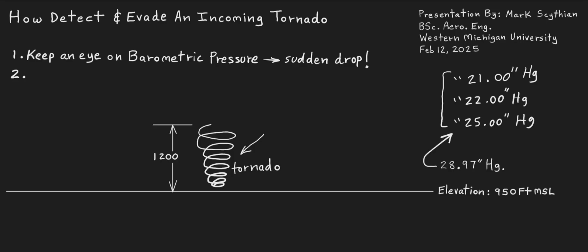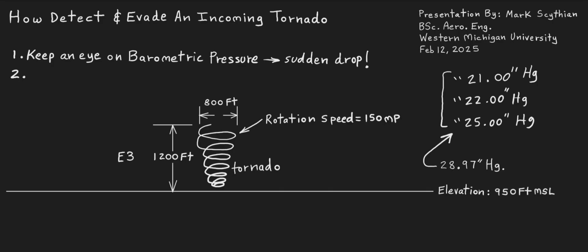And then if we look at the average E3 tornado, which is pretty much the common ones, and they're not weak, they're pretty severe, but not as horrible as an E5. You have about a 1,200 foot altitude and an 800 foot diameter on average. That's the effective height and diameter, so that's a 400 foot radius on either end. And then we have a rotational speed of about 150 miles per hour.